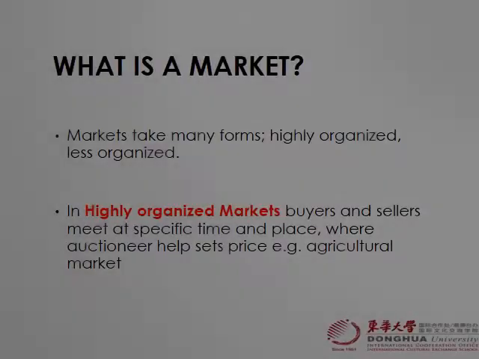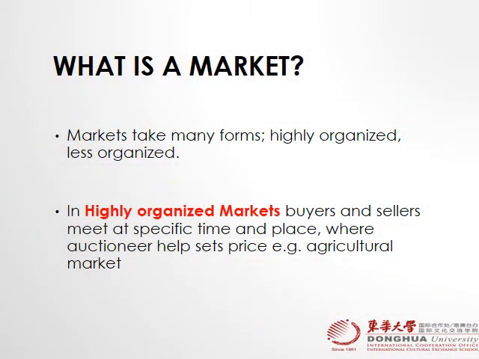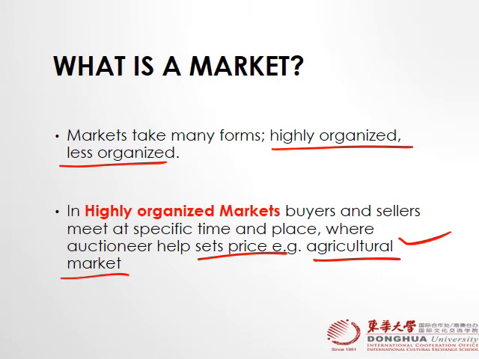So to move further, a market may take many forms. One form is highly organized, and one is less organized. In highly organized markets, buyers and sellers meet at a specific time and place where an auctioneer helps set the price. For example, an agriculture market. This market is highly organized, meaning it will start for a specific period of time and at a specific place, right? So an auction market or agriculture market is a highly organized market.